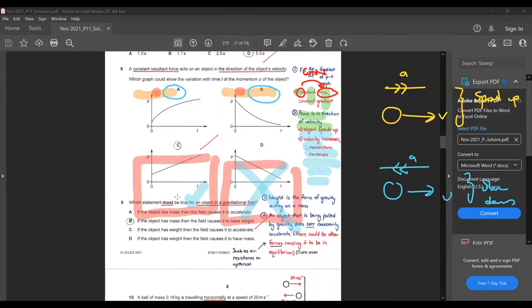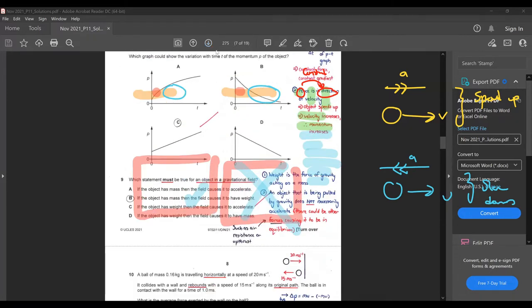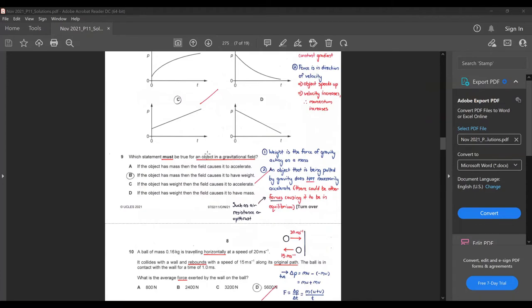Okay, so this one is okay. Okay, number 9. Which statement must be true for an object inside a gravitational field? If the object has mass, then the field causes it to have weight.